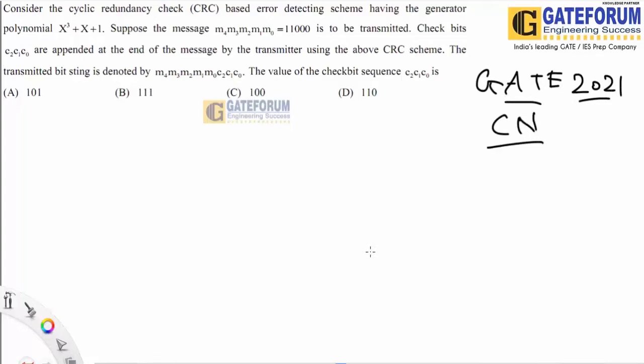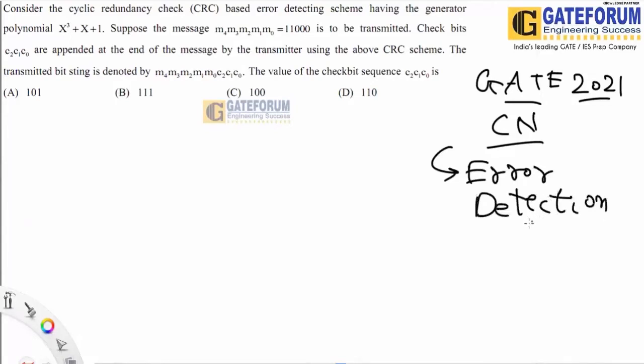Okay, so this question is related with the cyclic redundancy check. If you check this, it's given in the question, consider the cyclic redundancy check based error detecting scheme having the generator polynomial x cube plus x plus 1. So it's basically related with the concept of error detection. This is a GATE 2021 CN question. It's related with error detection.